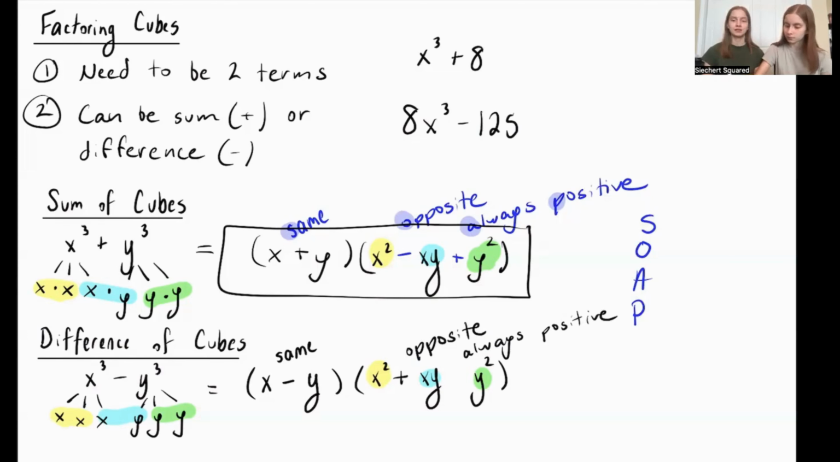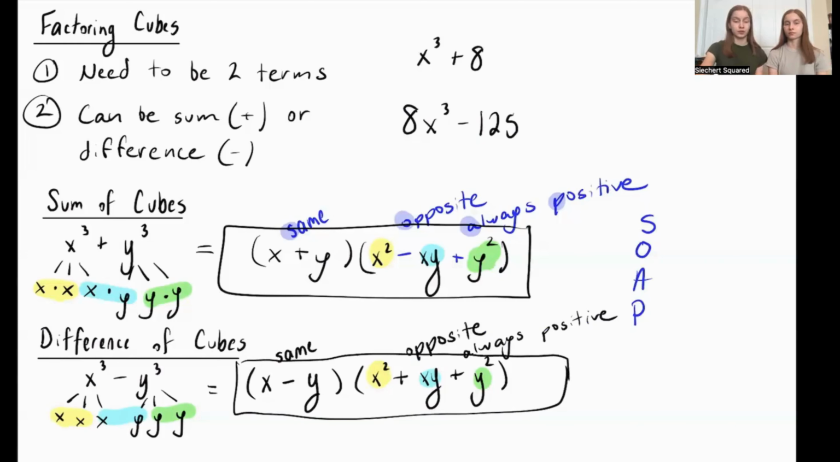So that last sign between the xy and the y squared is going to be a plus. And that is going to be the formula for when you're dealing with your difference of cubes. Again, they look almost the exact same. It's just the signs that are flipped here and there. It's those first two signs that are the opposite.